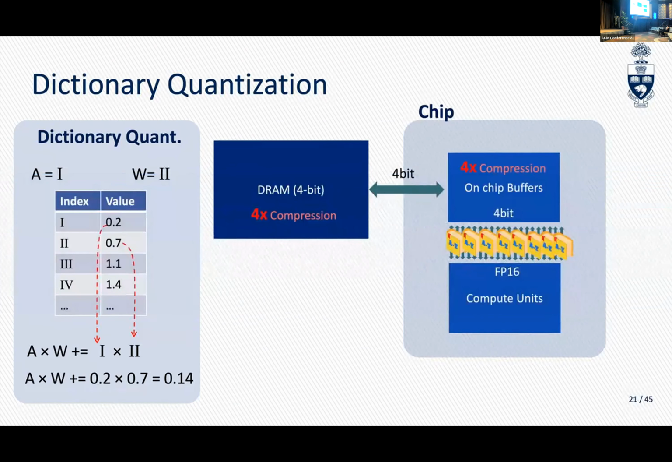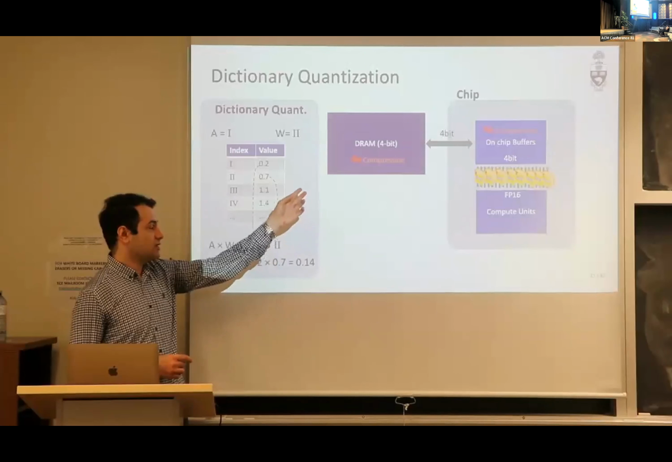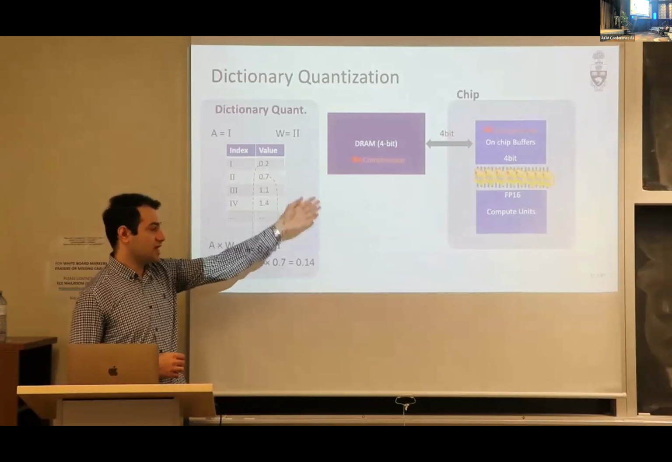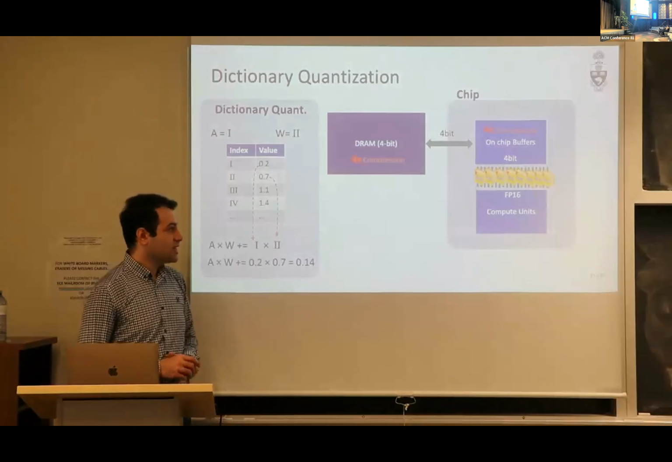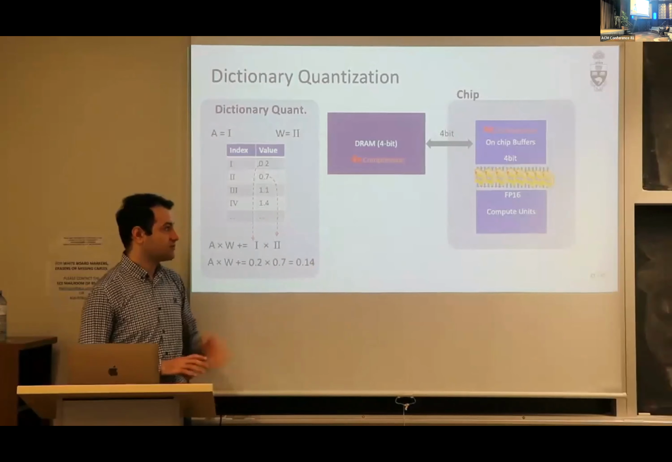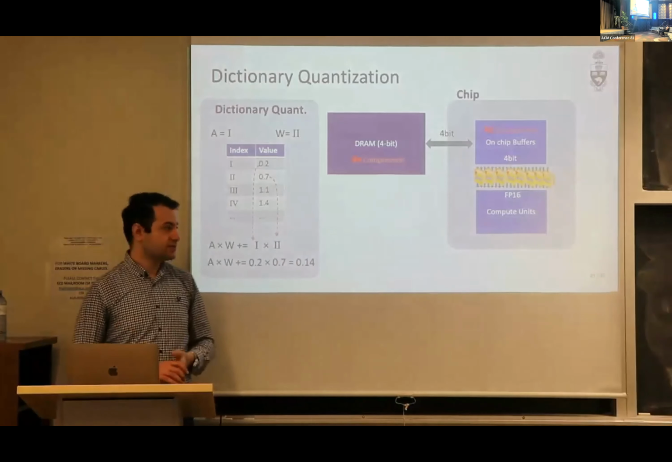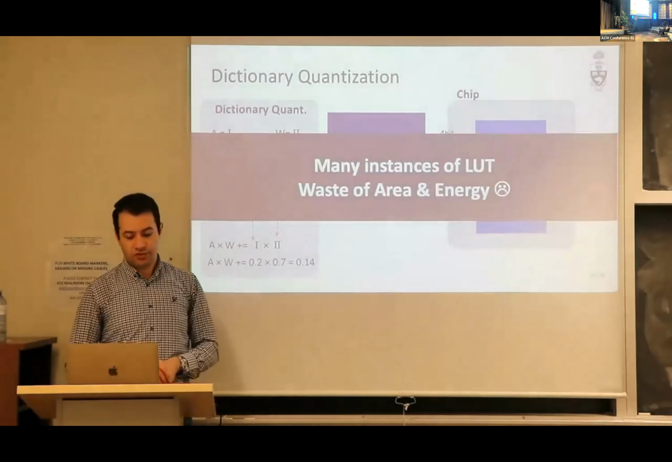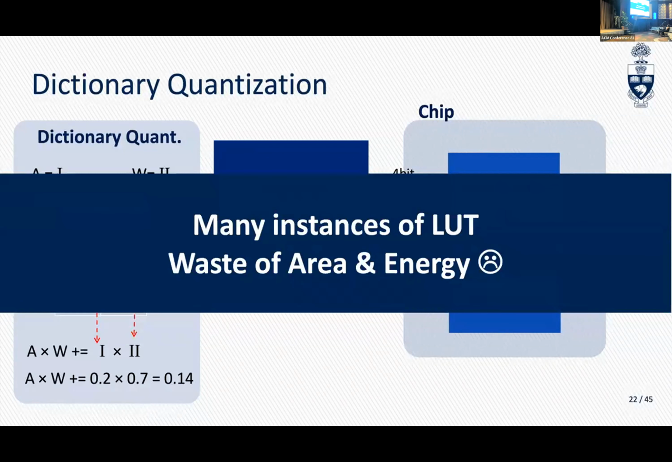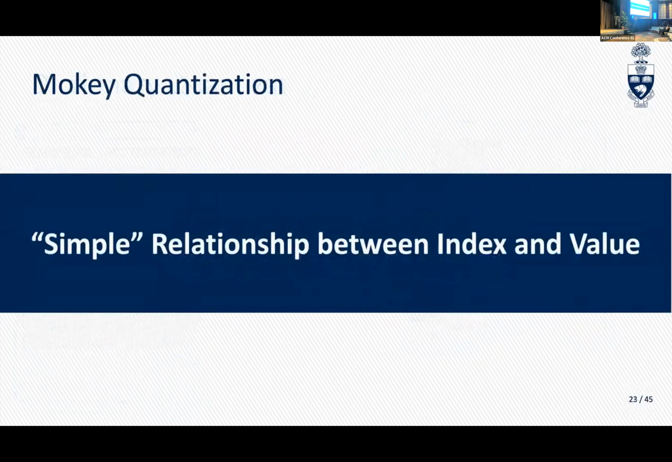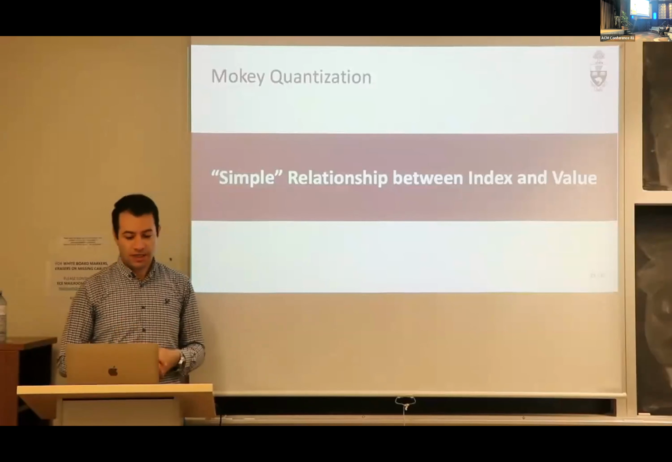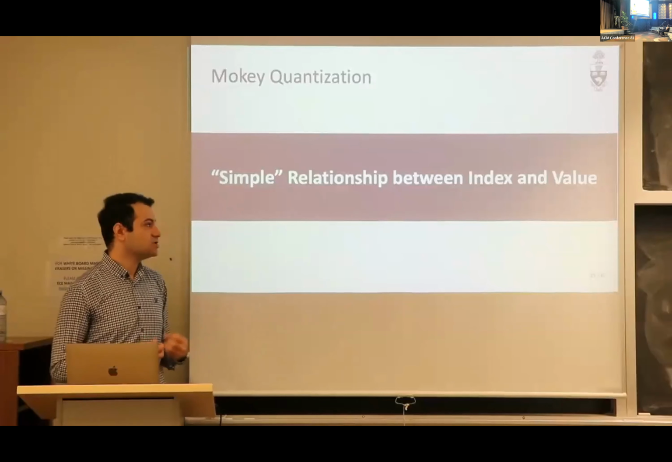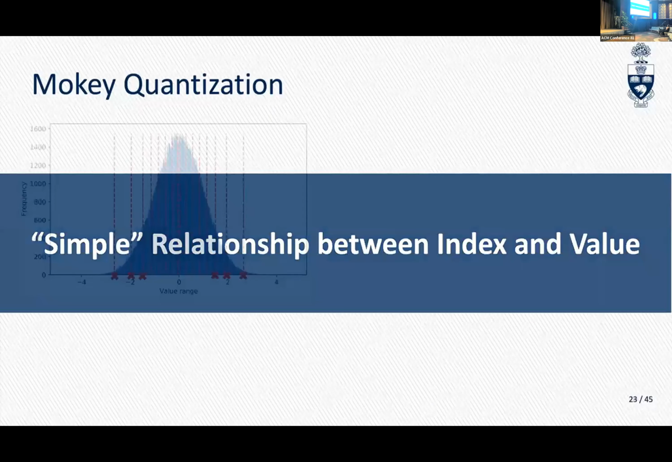In another approach, if we want to take advantage of on-chip compression as well, we can store the indexes on DRAM, transfer the indexes to on-chip buffers, and then once we want to transfer the values from on-chip buffers to compute units, we can expand them to the representative values. But this approach requires many, many instances of lookup tables, which is going to be wasteful in terms of area and energy. So to do computation directly on indexes without using lookup tables, we should find a simple relationship between index and values.